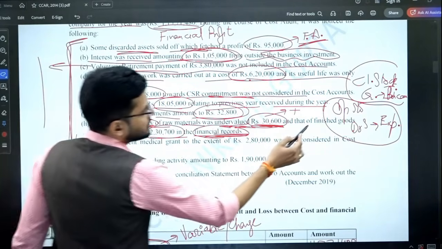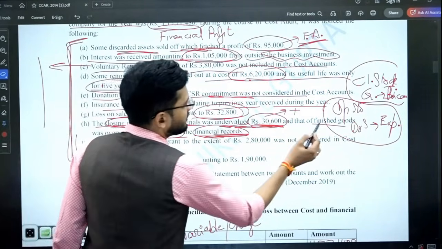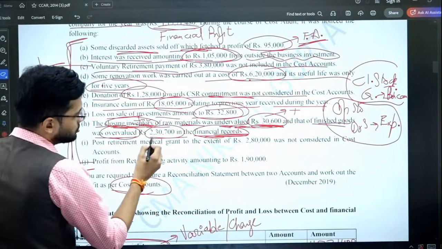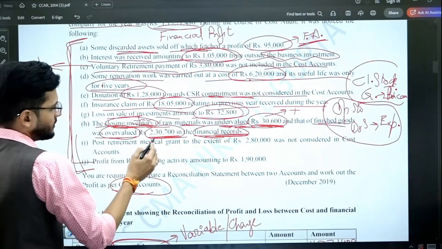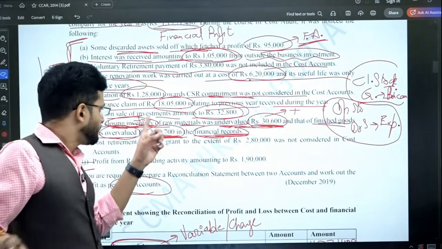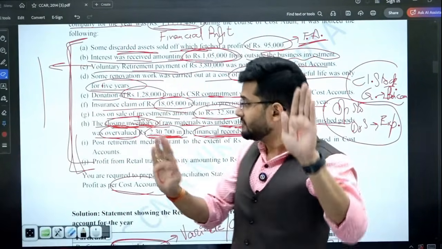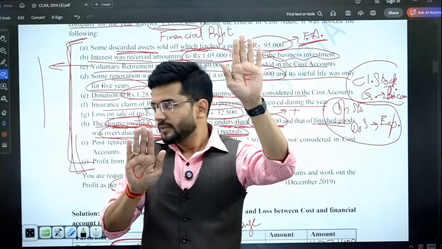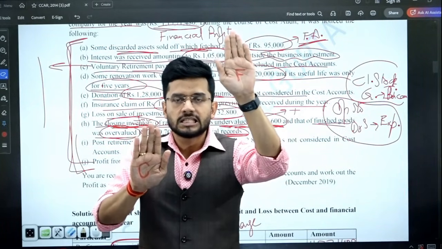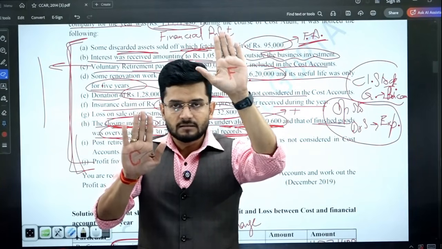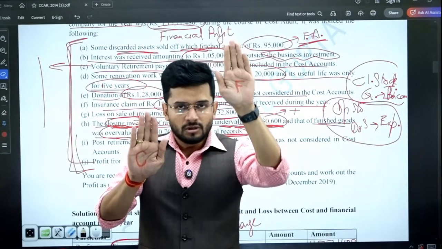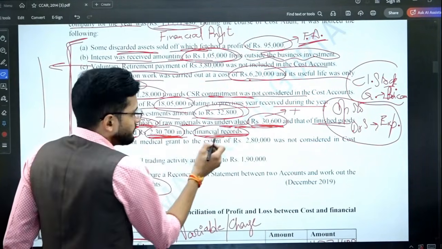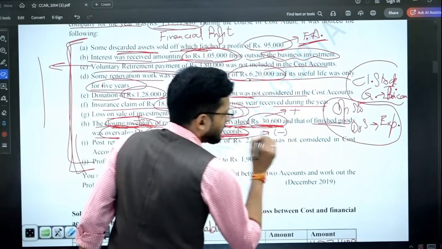Next is the closing inventory of finished goods. The closing inventory of finished goods, again in the nature of income, was overvalued by 2,30,000. Again in this case, the finished goods were overvalued by 2,30,000, which means income was more in financial records. So the situation is this: financial profit is more, costing profit is less. What are we going to do? Less. This amount is required to be reduced. So this amount is required to be added and this amount is required to be reduced.